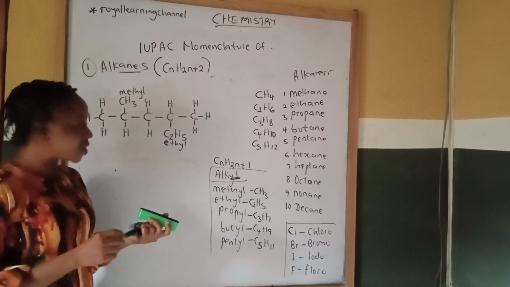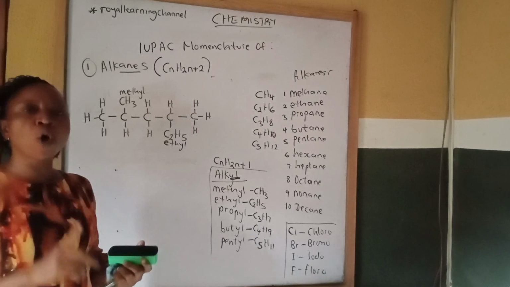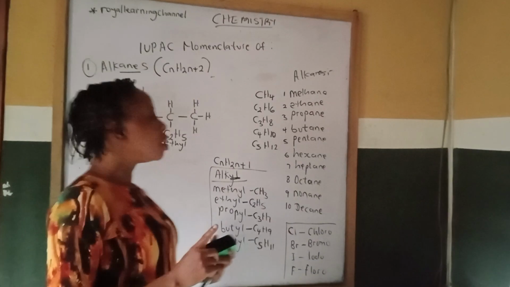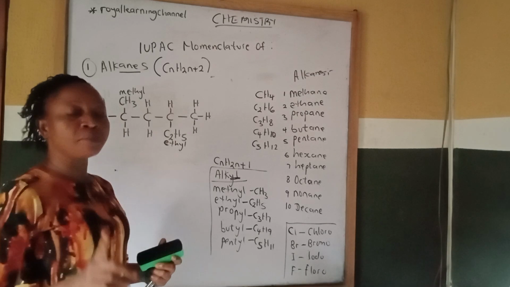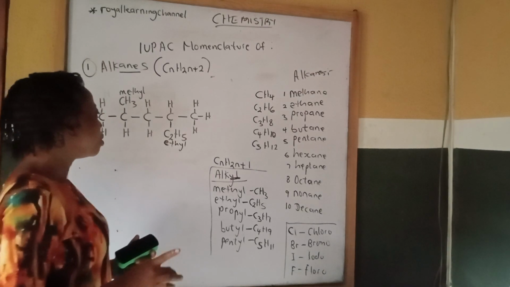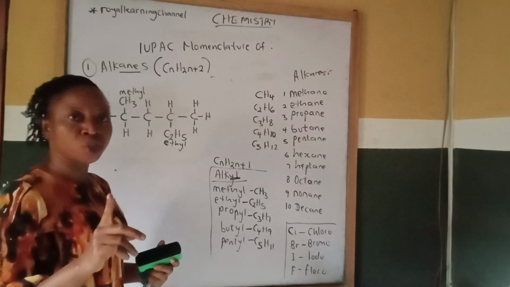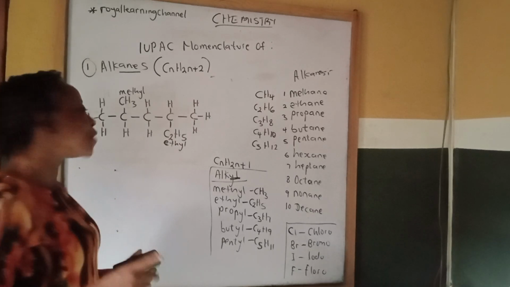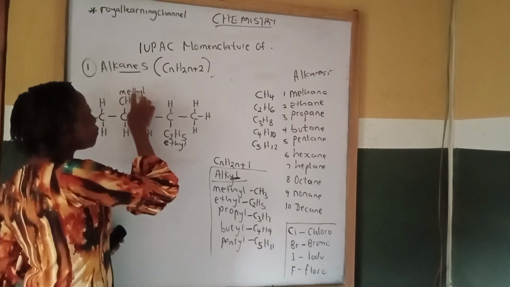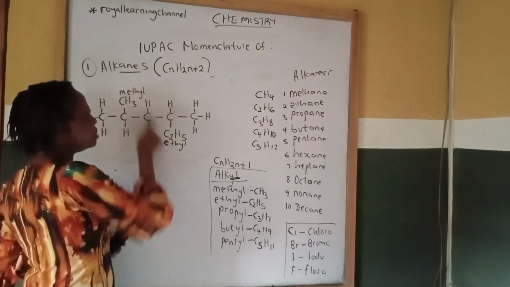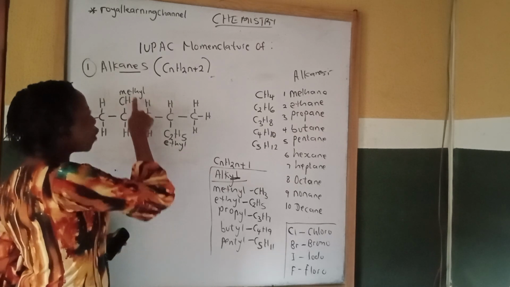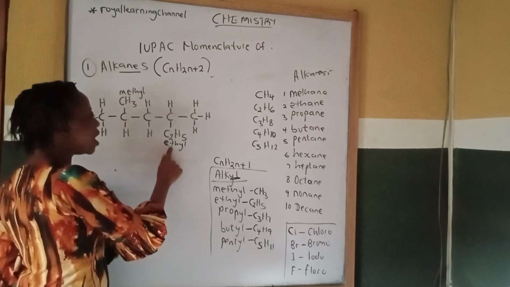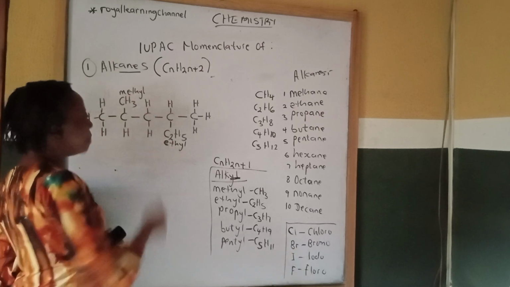The second substituent is ethyl. When you have two different substituents, you name them alphabetically. Alphabetically, ethyl will come before methyl. So you name your ethyl before methyl.